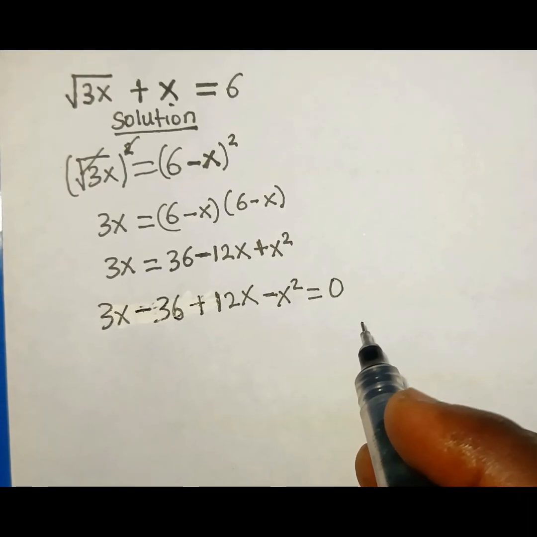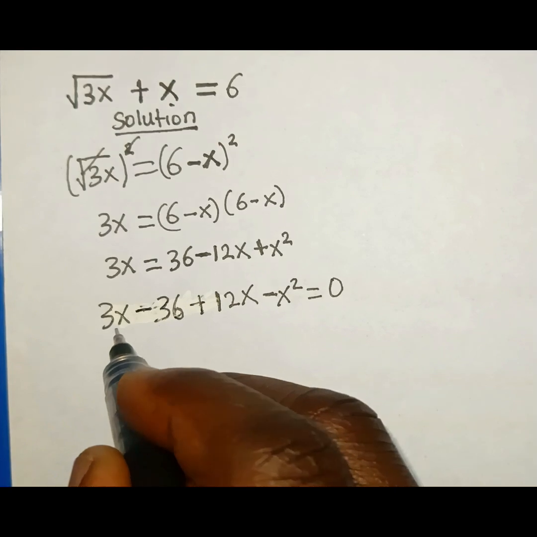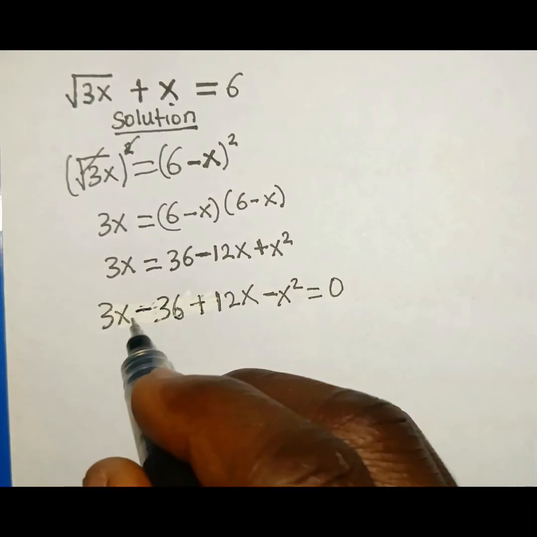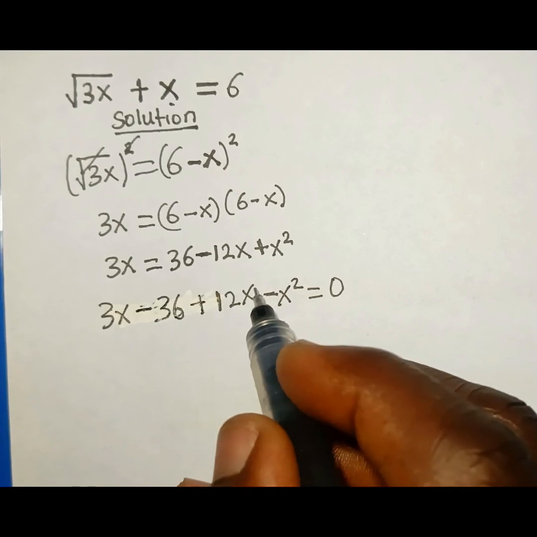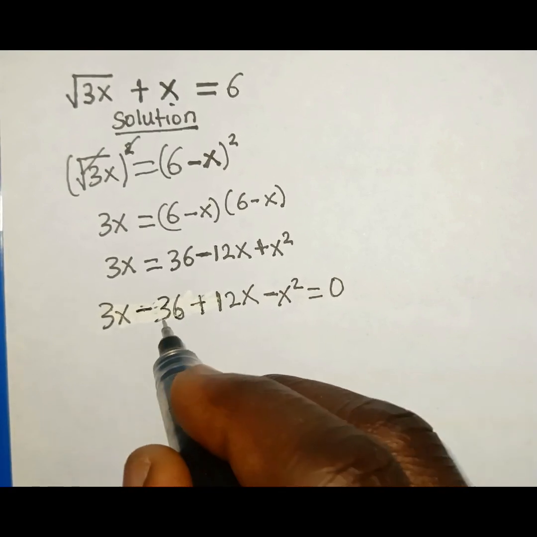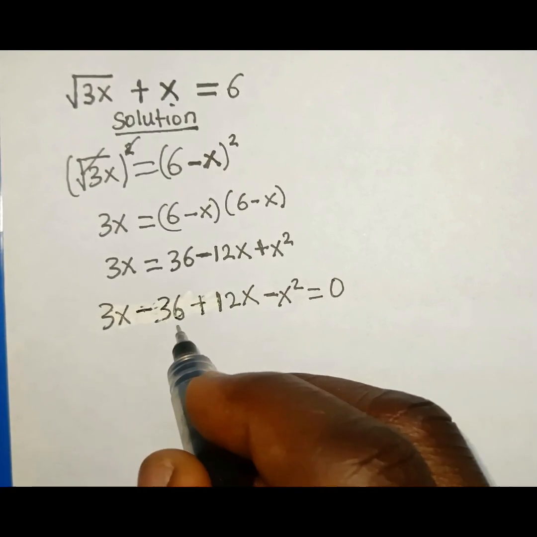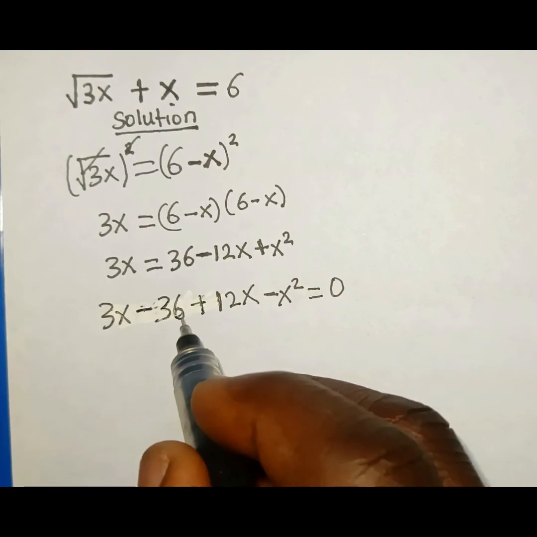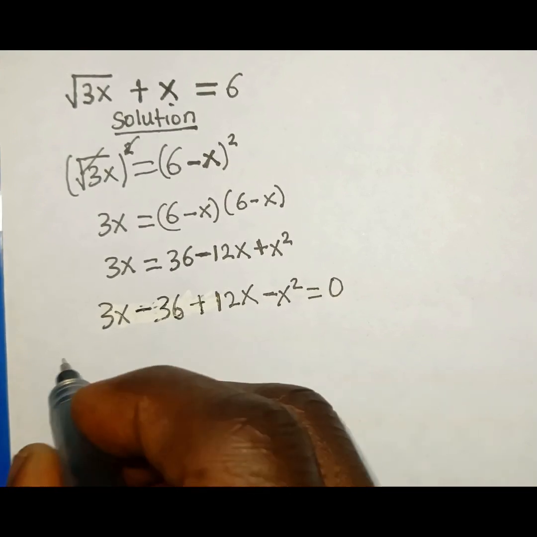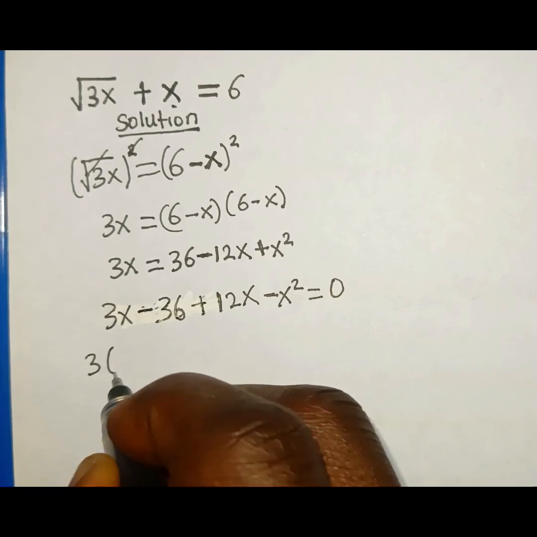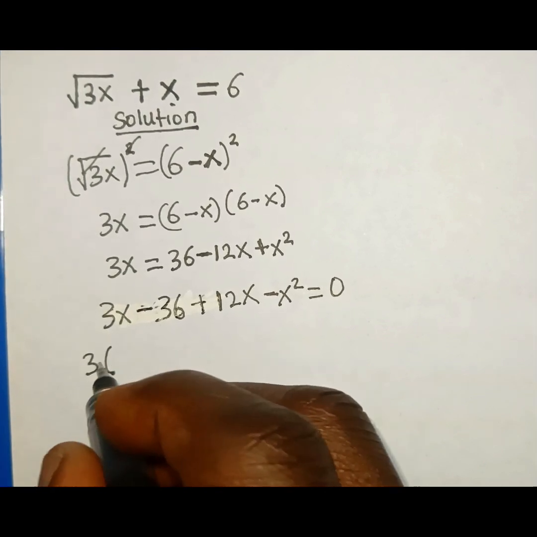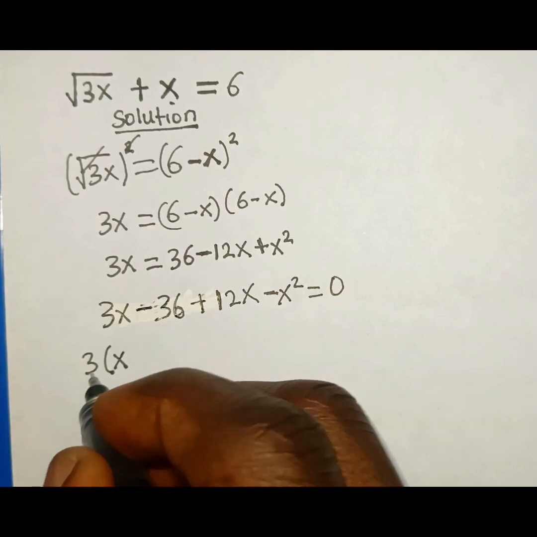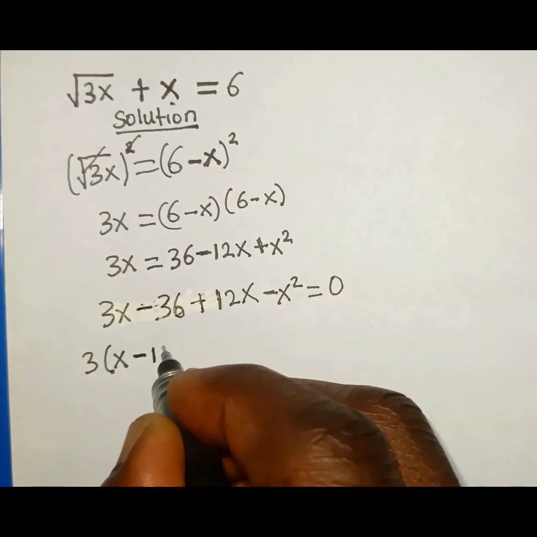So the next thing we're going to do, if you look at this equation, we have two terms and also another two terms. So we can group them together into the first two terms and the last two terms. If you consider the first two terms, 3x minus 36, you can see that we have something in common. 3 can go into 3x and 3 can also go into 36. So we're going to factor out 3, then we open bracket. 3x divided by 3 is going to remain only x. Then negative 36 divided by 3, it will remain negative 12.